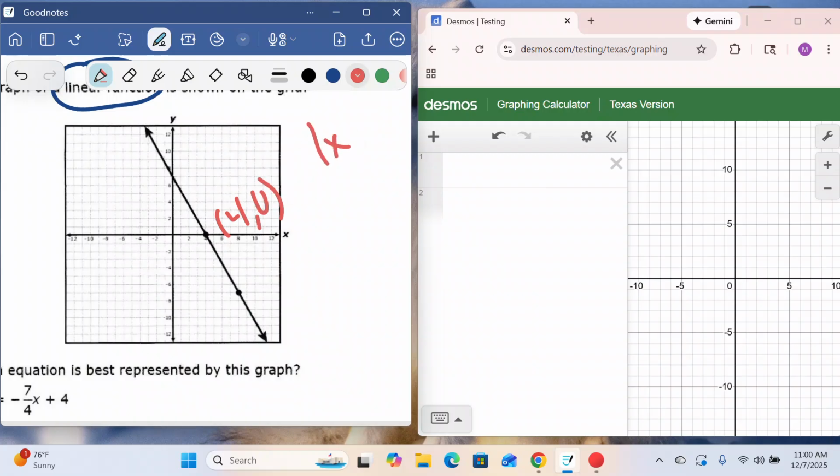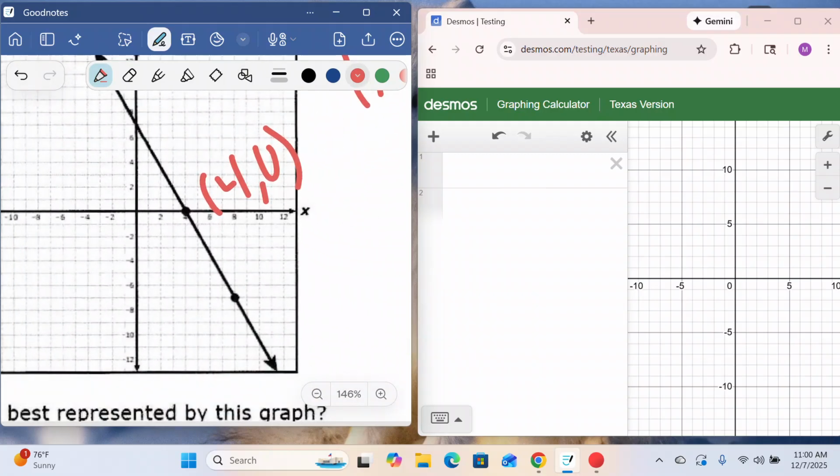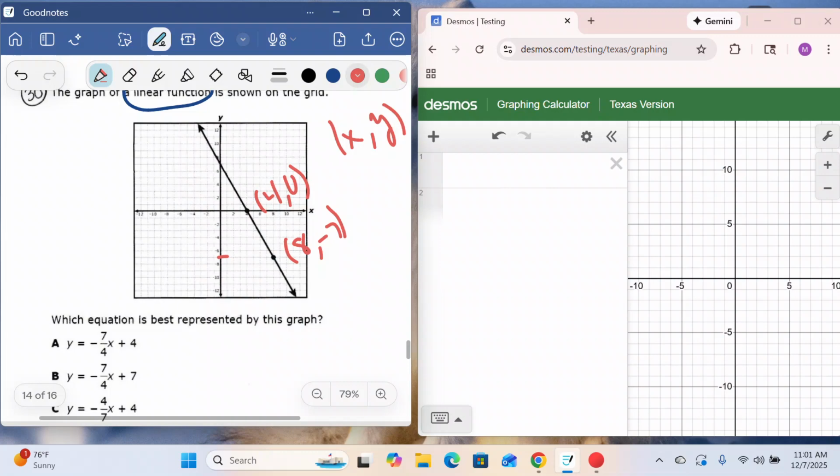Remember, my x, y is in alphabetical order, so that is how I get 4, 0 right here. If I look at my next one, x is 8 and y is -7. Sometimes I have to look at that point. And remember that my range and my domain is all real numbers here, because my domain goes on forever and my range goes on forever. But that is not the question at hand. The question at hand is which equation is best suited.